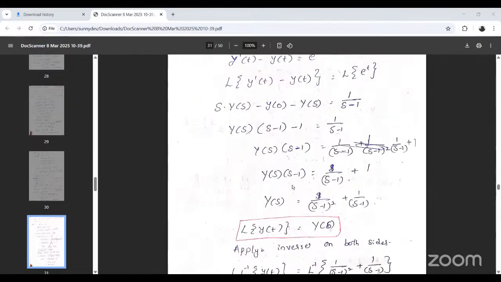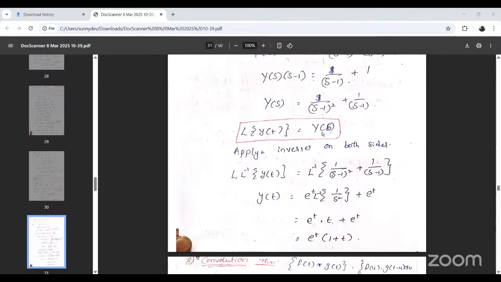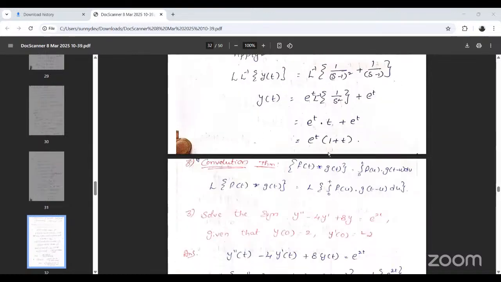Now take y of s as common. That becomes s minus 1 equal to 1 by s minus 1. So after that, y of s becomes 1 by s minus 1 whole square plus 1 by s minus 1, and apply the inverse on both sides. Then we get the inverse Laplace transformation of 1 by s minus 1 whole square, then e power of t into L inverse of 1 by s square plus e power of t. So that becomes e power of t into t plus e power of t. So that becomes e power of t into 1 plus t.